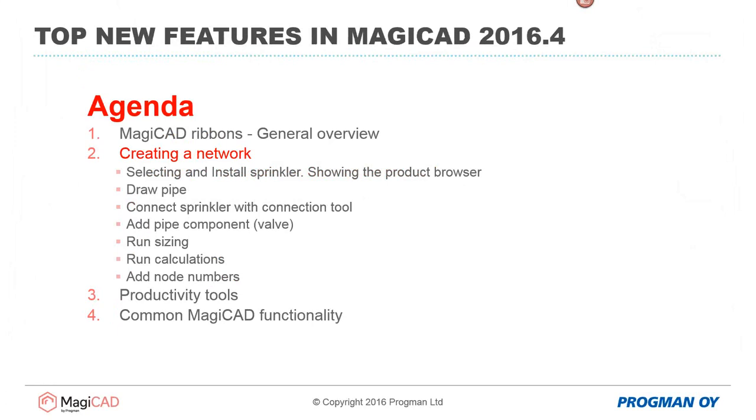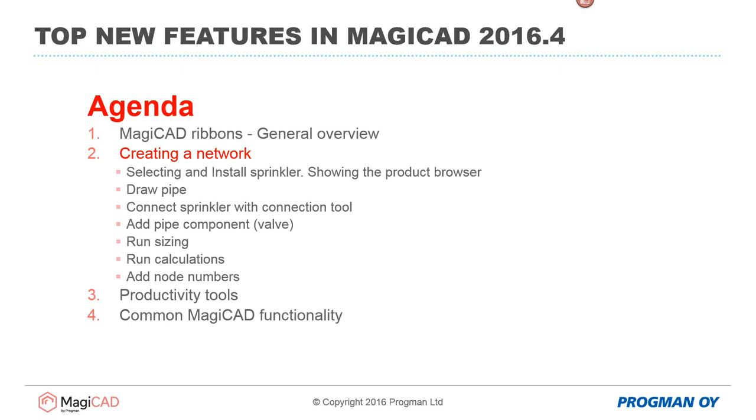I will show you the product browser that we have. It's a function where we can select a sprinkler head or valves or pumps or what we want to place in the project. So we can search through the databases that we have in MagiCAD. There are quite a lot of different products.